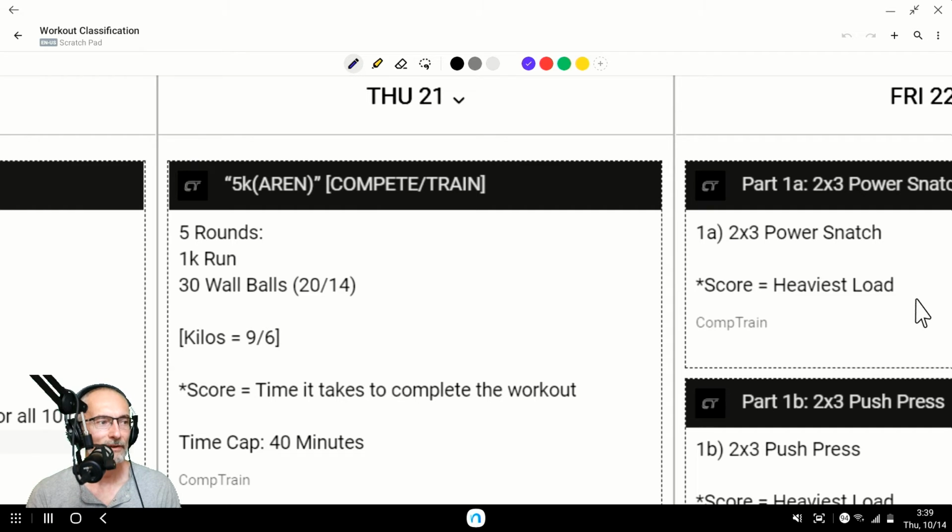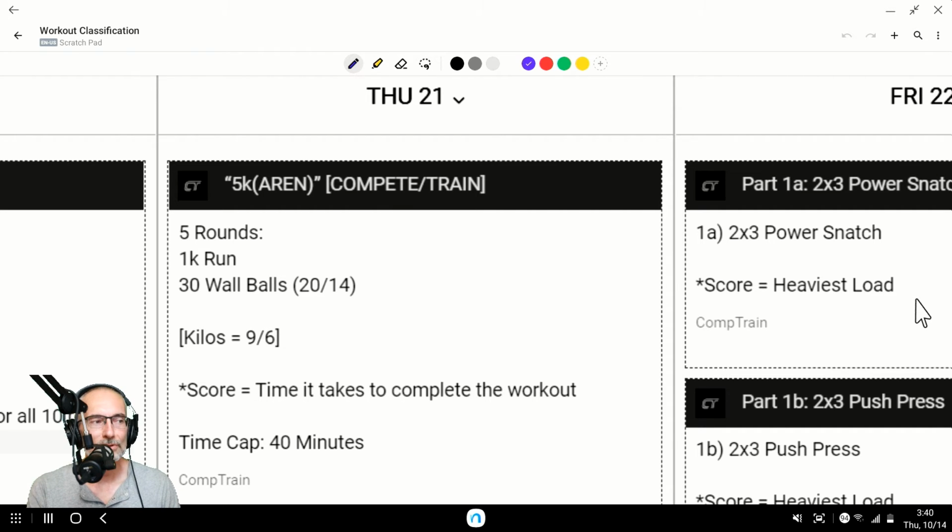In order to do well in this workout, you have to know what the right pace is for your run and the right pace is for your wall balls. You have to dial in being at and around threshold to get the most out of this workout and to get your best time. What do I mean by that?